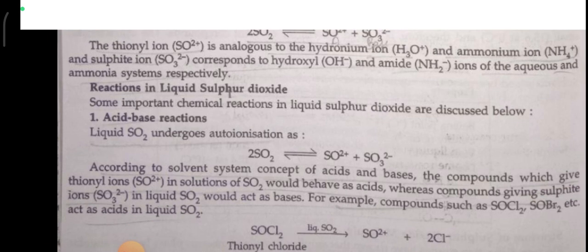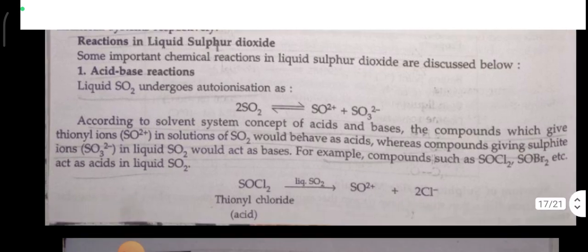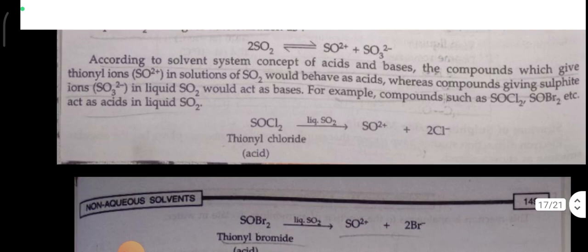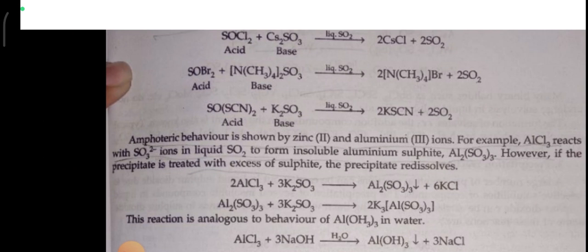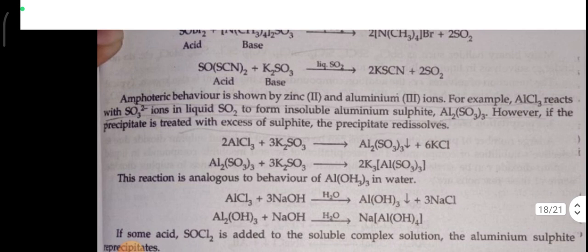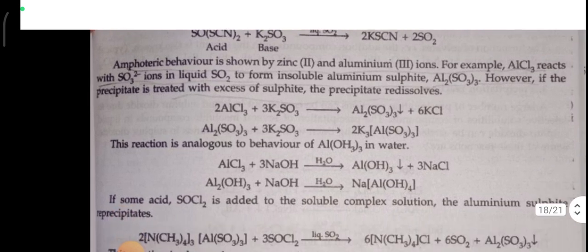The reactions in liquid sulfur dioxide. Acid-base reaction. According to the solvent system concept of acid-base, the compounds which give thionyl ions in solution of SO2 behave as acids, whereas compounds which give sulfite ions in liquid SO2 act as bases. Amphoteric behavior is shown by zinc and aluminium ions. For example, AlCl3 reacts with SO3 2 negative ion in liquid SO2 to form an insoluble precipitate. However, if the precipitate is treated with excess of sulfite, the precipitate redissolves.